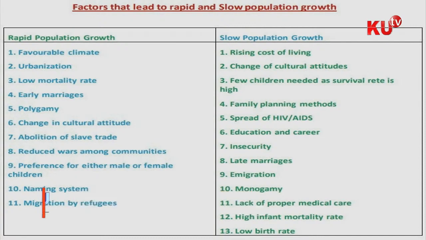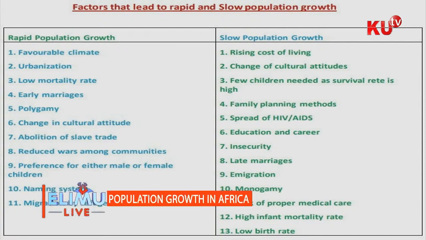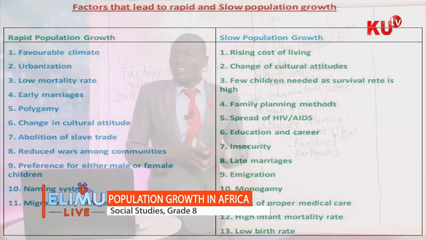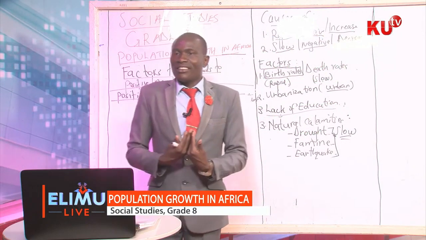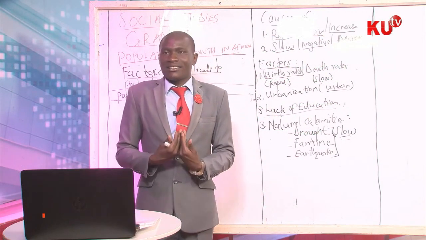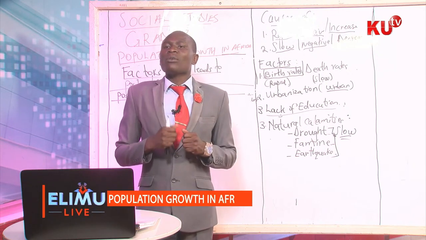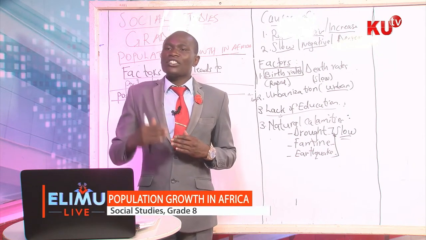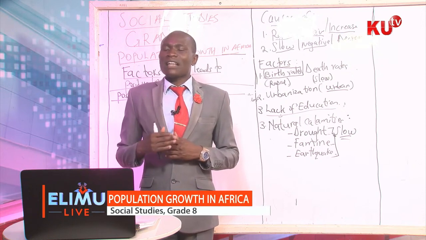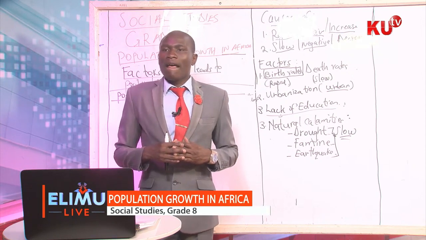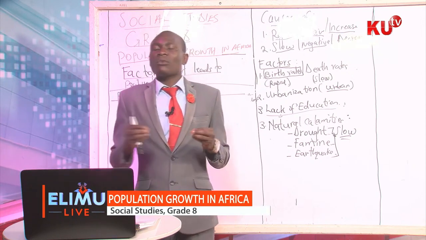Then on slow population growth, we have few children needed as a survival rate. In Africa, you will find that in urban areas, most families have very small families. Why? Because they need children as a survival rate. And if you go to some communities, you find that there are as many children as possible. But in urban towns, we only have very few. The families are very small.